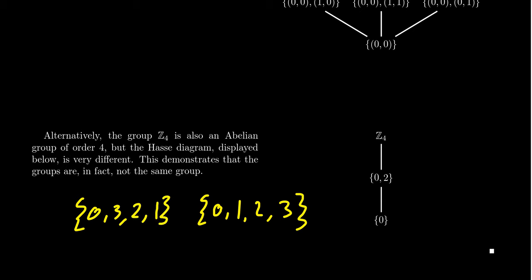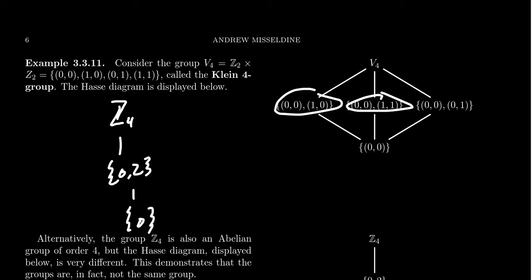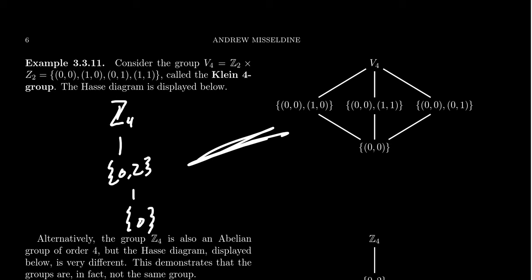So when you compare these things side by side, the Hasse diagram for Z4 will contain the subgroup containing 0 and 2, and it'll contain the trivial subgroup. So there's only 3 subgroups. But with the Klein 4 group, you get these 3 distinct subgroups of order 2. And so this tells us that these two groups are fundamentally different from each other. In group theory, we'd say that these groups are non-isomorphic, which is something we'll talk about in the future. But basically, these two groups are not different representations of the same structure. They're two very different groups, even though they both are abelian of order 4.